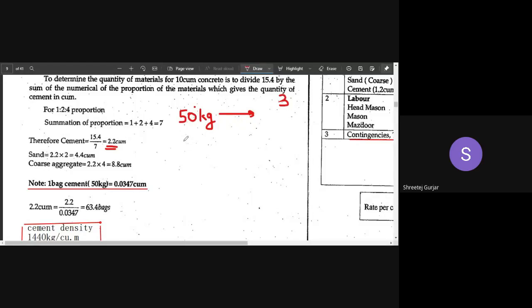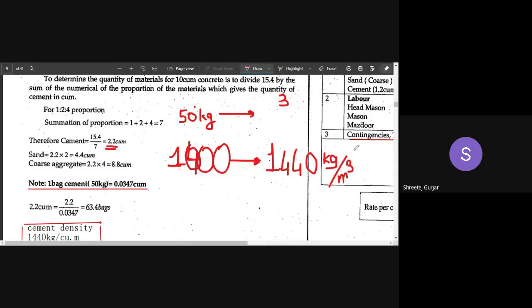Remember, the density of water you can remember very easily. It is 1000. Now cement, we know, is usually heavier than water. Cement is denser than water. So it will be some larger value than 1000. It is 1440 kg per meter cube, the density of cement.